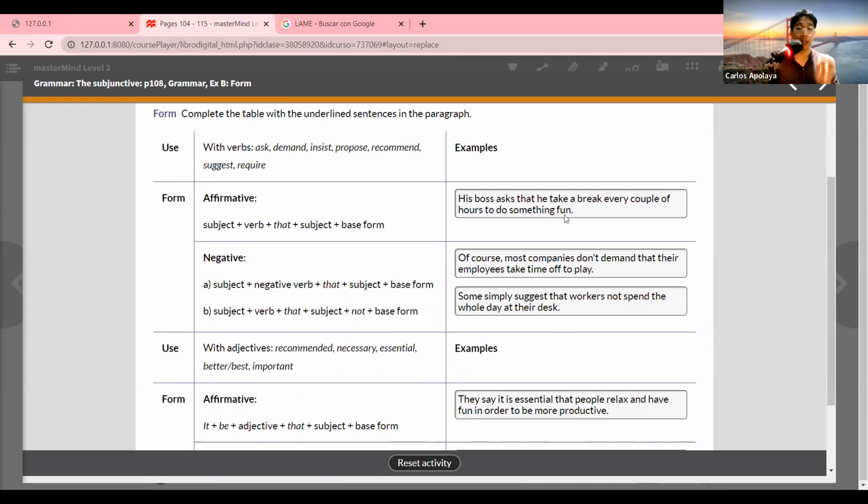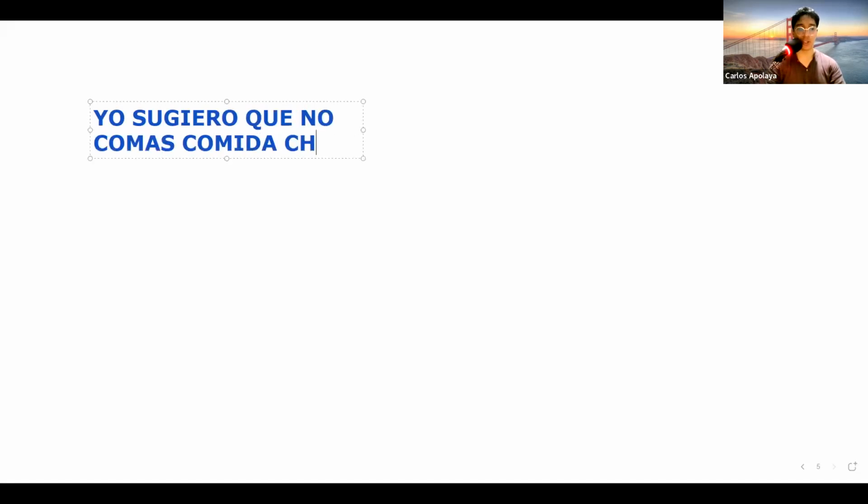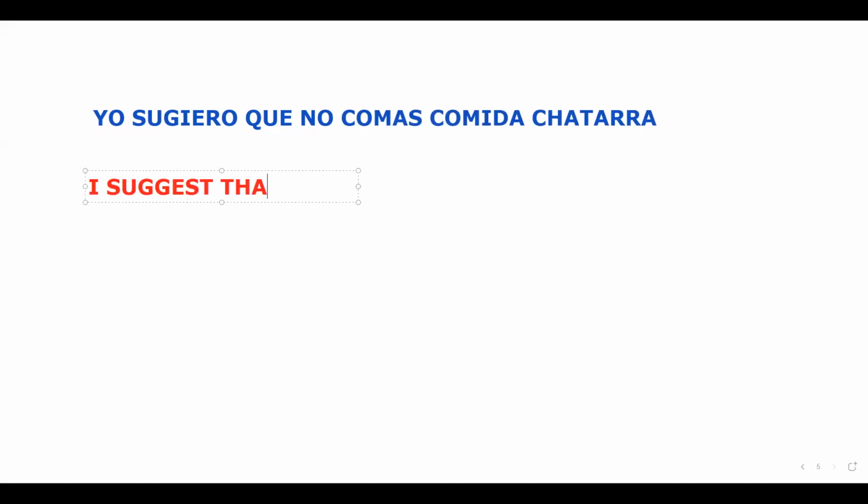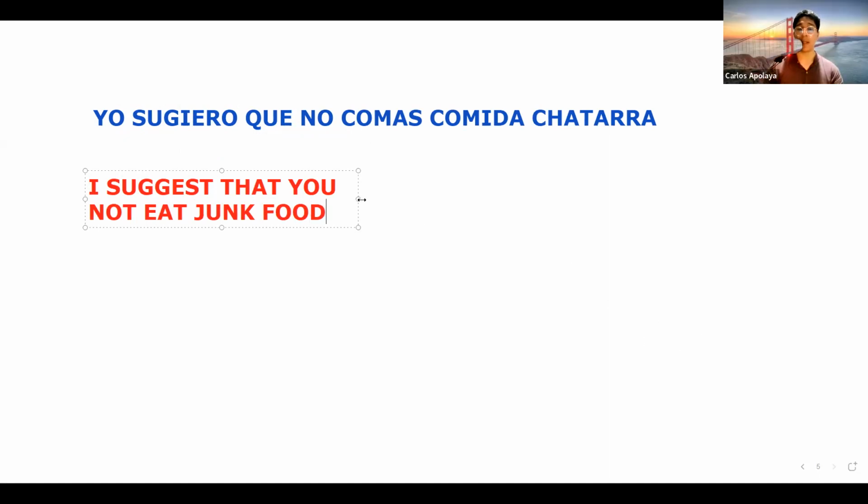Veamos el siguiente ejemplo y quiero que lo analices, Sara, ¿vale? Mira. Yo te digo, yo sugiero que no comas comida chatarra. Esto de aquí, ¿cómo sería en inglés, Sara? I suggest that you not eat junk food. Okay, junk food.